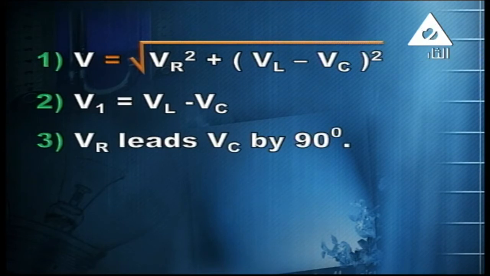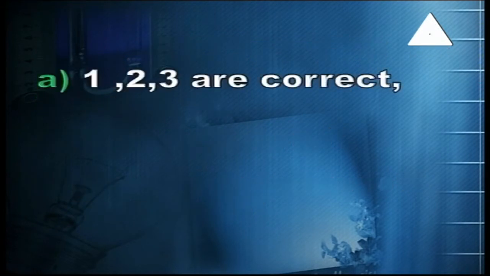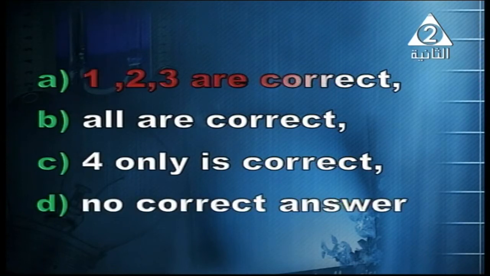VR is the current. You can replace it with the current. This will make it much easier for you. VR leads VC by 90. Phase angle between VL and VC is 90. As a matter of fact, I've just mentioned phase angle between VL and VC is 180. So choices: 1, 2, 3 are correct. All are correct. 4 only is correct. No correct answer. Of course it is 1, 2, 3 are correct.